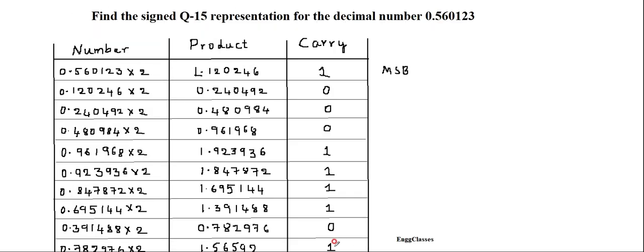The carry bit is 1. As you can see, the carry bit is 1, so ultimately the answer is 1, 0. Therefore the final answer for the Q15 representation of 0.560123 is equal to 0.1000 followed by 4 ones, then 0, 1, 1, 0, 1, 0 as the final answer.